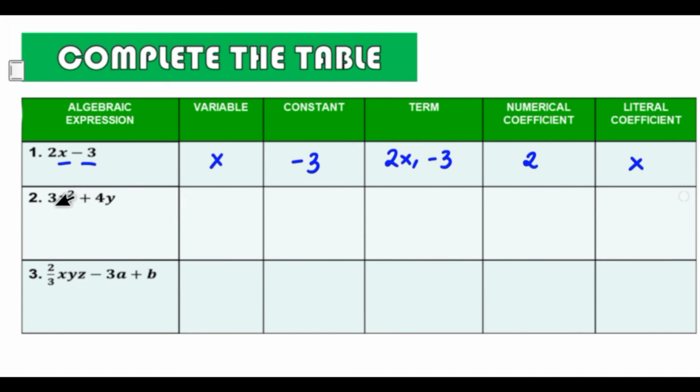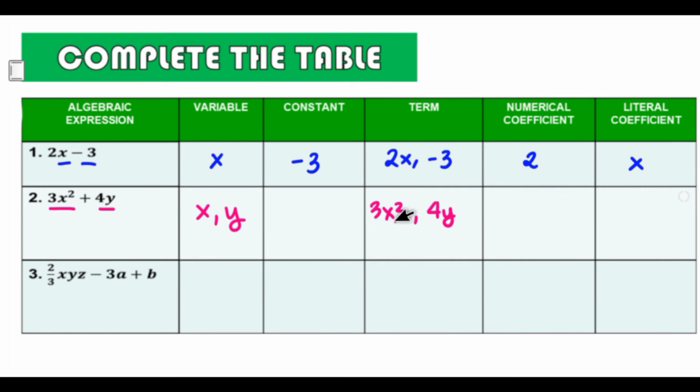On to the next, number 2 tayo. 3x squared plus 4y. So, we have the variables. Yan, yung variable dito is x. Letters lang po, x, kabila naman is y. And then, constant, wala po tayong nakikita, walang solo na number. So, blanco yan. And then, for the term, meron tayong dalawa. 3x squared, isa naman is 4y or positive 4y.